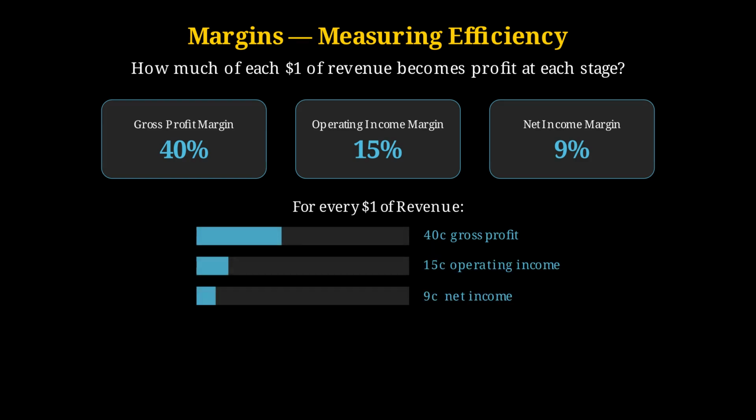Margins are used to compare companies. A company with higher margins is more efficient. It keeps more of each dollar of revenue as profit. Margins also show where costs are high. If gross margin is low, COGS is too high. If operating margin is low, operating expenses are too high. Margins are a diagnostic tool.